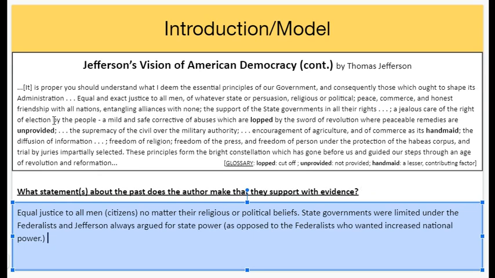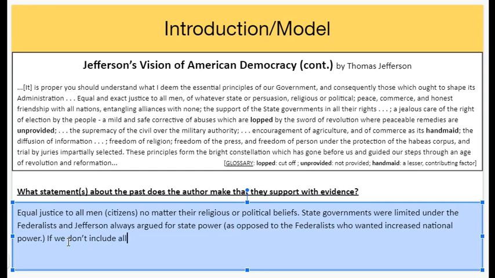Why? A jealous care, the right of the election of the people, meaning the people are elected. They have to be mild, safe, corrective abuses, which are lopped off. I think of something being chopped off by the sword of revolution, where peaceable remedies are unprovided. Meaning, if we don't talk about this, if we don't solve this, if we don't include all people in government, we're going to have revolution. And remember, this is 1797, after the French Revolution.